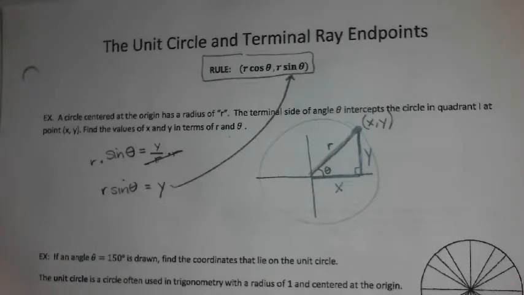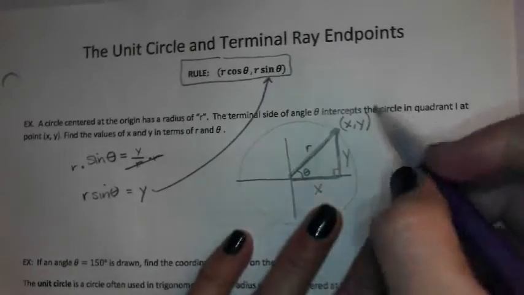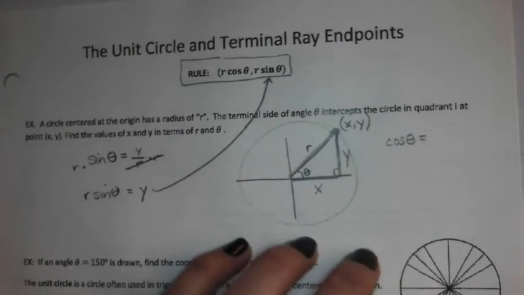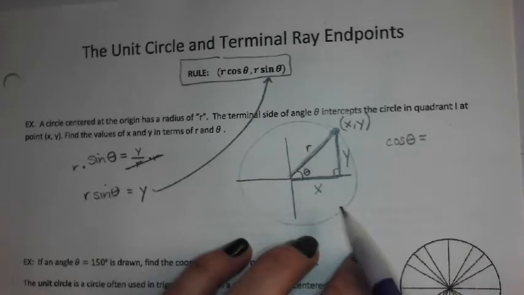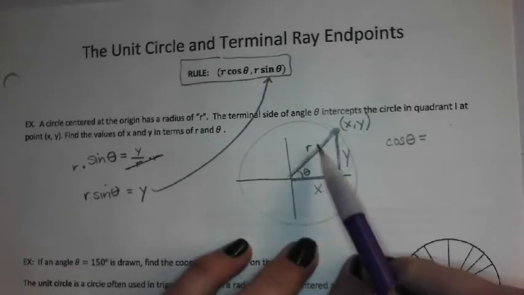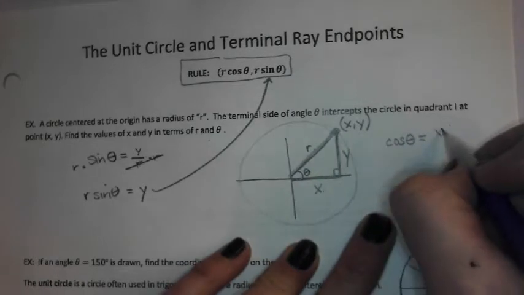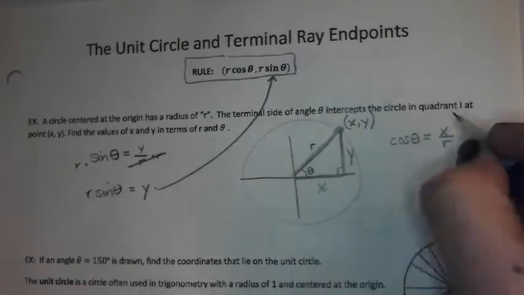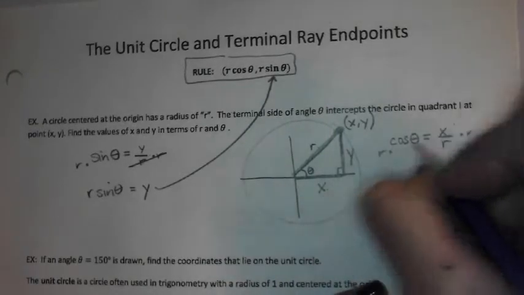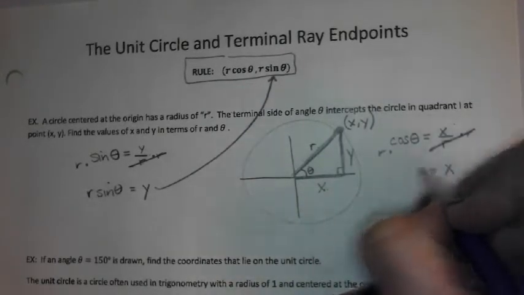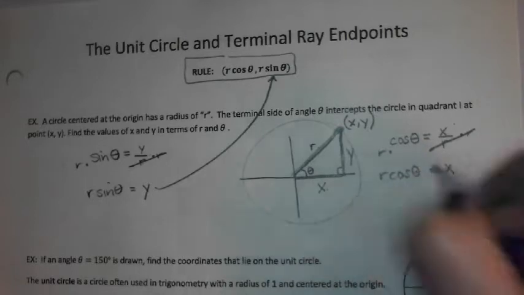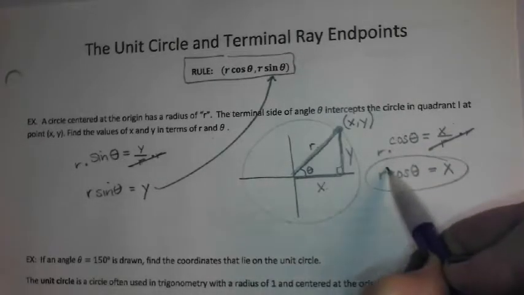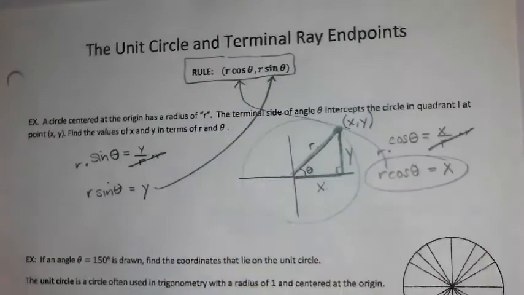SOHCAHTOA. And then I'll do the same thing but with the cosine of theta. The cosine of theta is adjacent over hypotenuse, so x over r, and I'll use that to solve for x. So I multiply both sides by r, those cancel, x equals r cosine theta. And that's where your x-coordinate comes from.